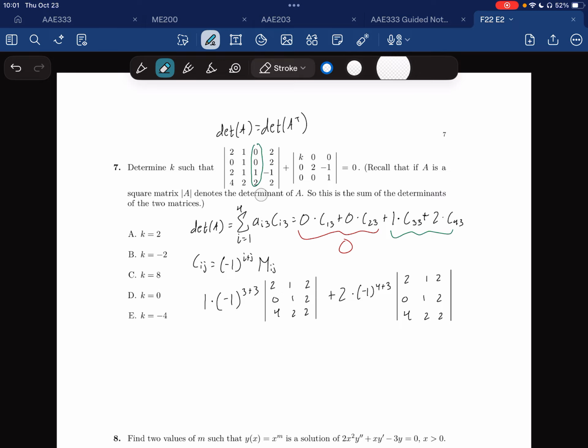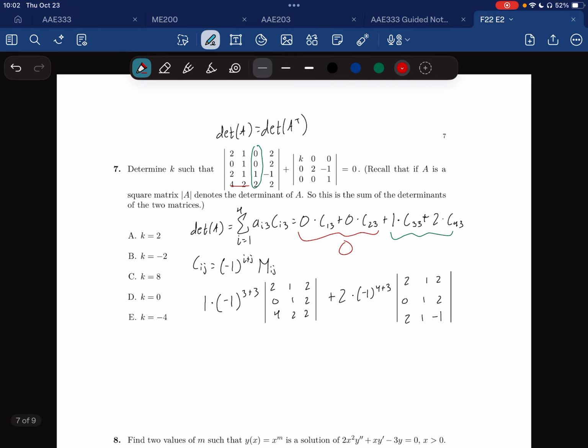Right? And then if I want to do the same thing, I go fourth row, still third column: 2, 1, 2, 0, 1, 2, and 4, 2, 2. I miswrote this, my apologies. This last row should be 2, 1, -1, right, because I cross this out. So the matrix is 2, 1, 2, 0, 1, 2, 2, 1, -1.